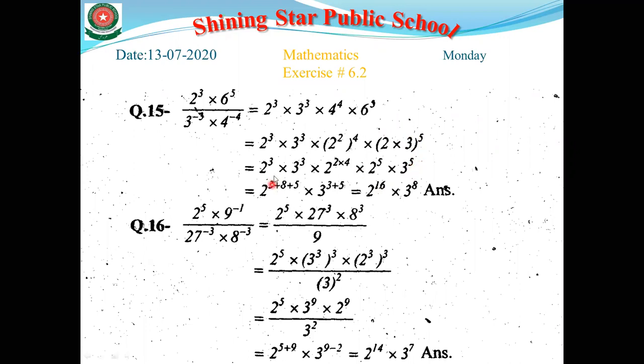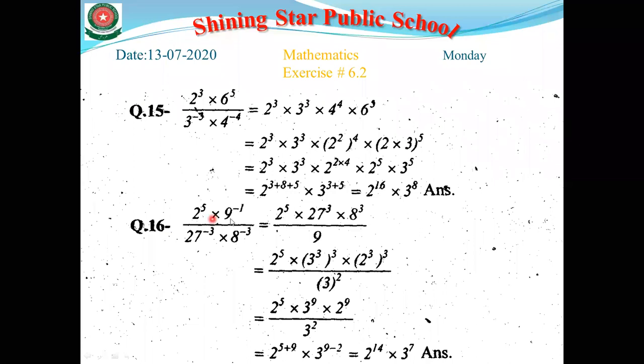Okay, now 2 power 3, here 2 power 8 plus 2 power 5. Bases are same, so powers will be added. 3 plus 8 plus 5 equal to 16. 3 plus 5, 8. Okay, now question number 16.